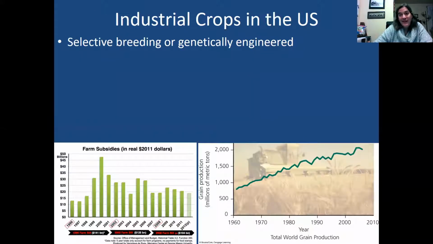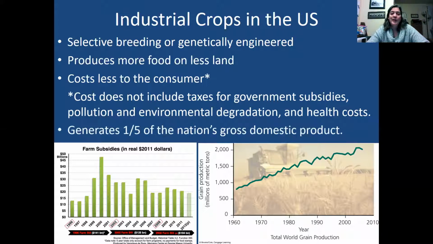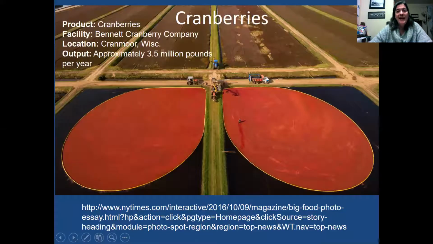So in the US, speaking of the US, we do a lot of selective breeding, a lot of genetic engineering of our crops. We can produce more food on less land, and that means the cost is going to be less to the consumer. However, that doesn't include things like subsidies, pollution, environmental degradation, health costs, et cetera. So our agriculture industry generates about 1/5 of our GNP. And this is just a little graphic of the farm subsidies over time. And then this is just looking at since the early green revolution days, how much our grain production has increased in our country.